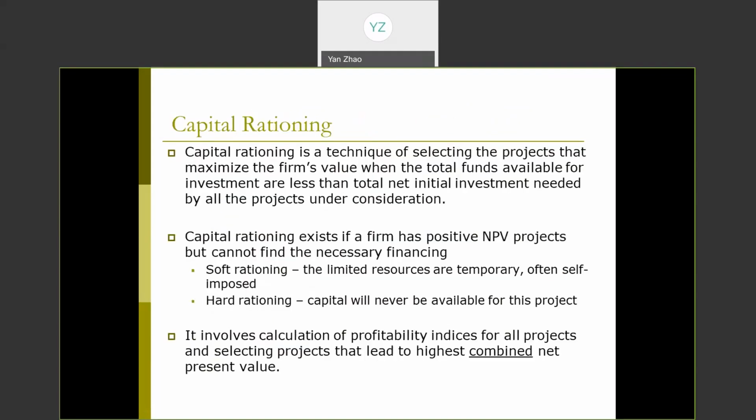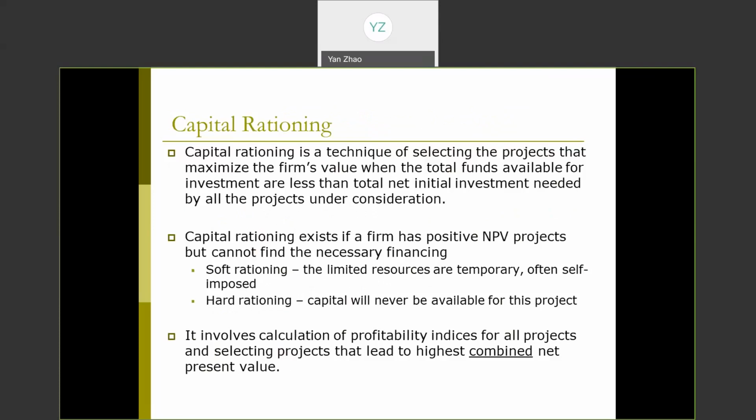So finally, we'll talk about capital rationing. Capital rationing is a technique of selecting the projects that maximize the company's value when the total funds available for investment are less than the total net initial investment needed by all the projects.